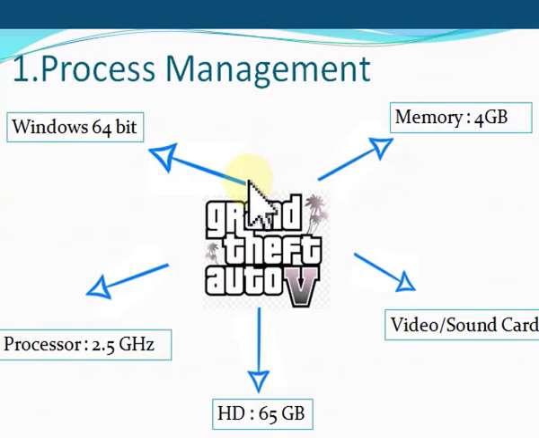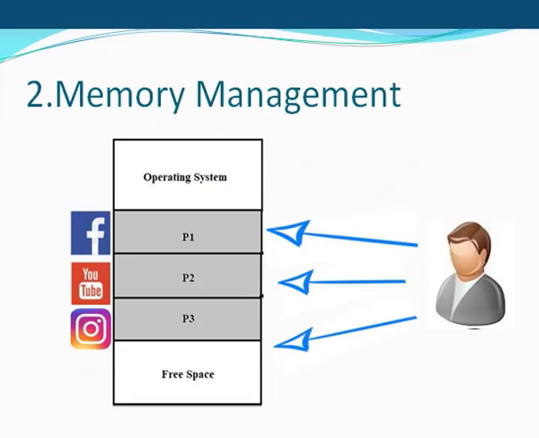Here I have mentioned the example of a game, Grand Theft Auto, which is a program for a computer. It will need all the resources for execution, like memory, Windows, processor, hard disk, audio and video cards, which are required for this program so that it can be run.